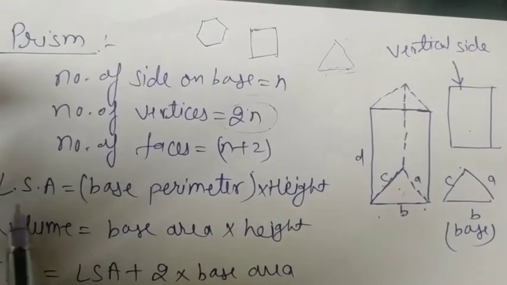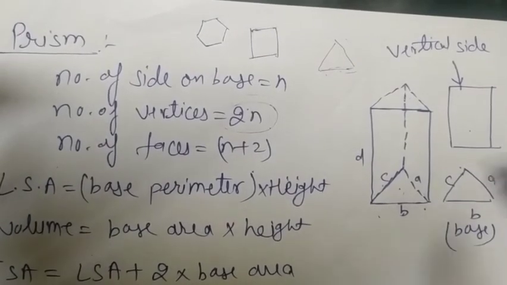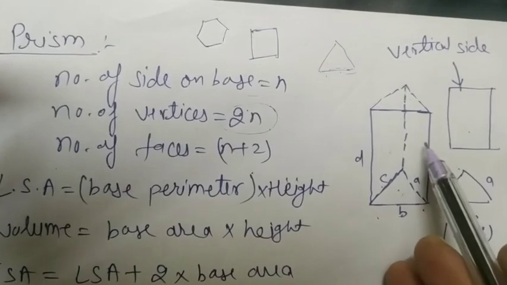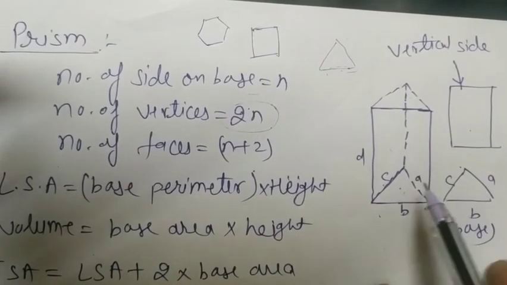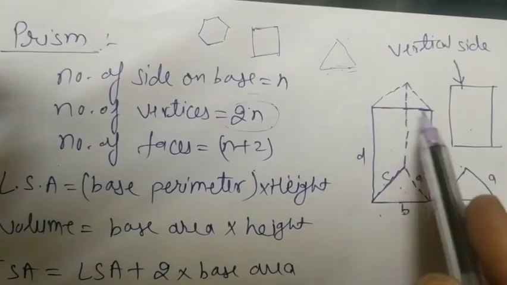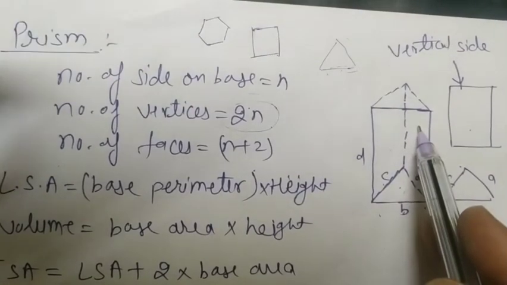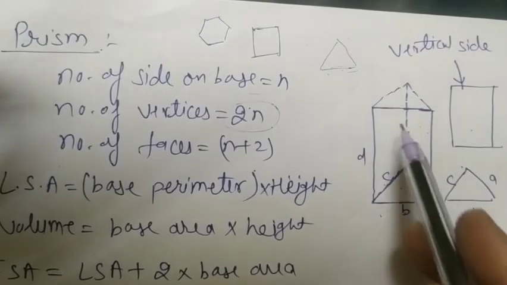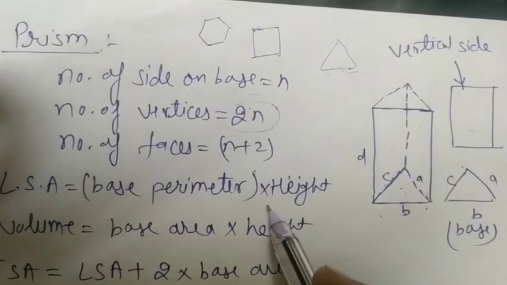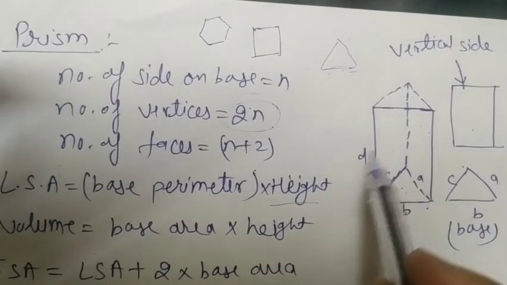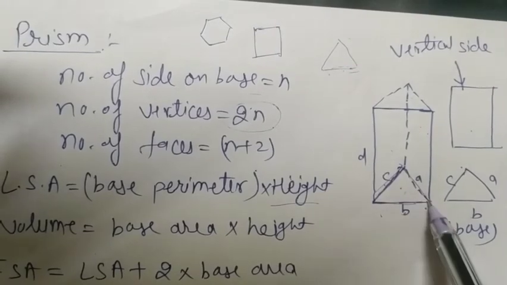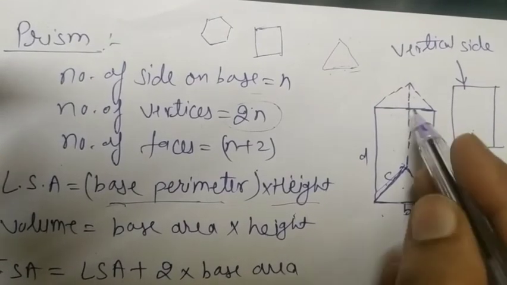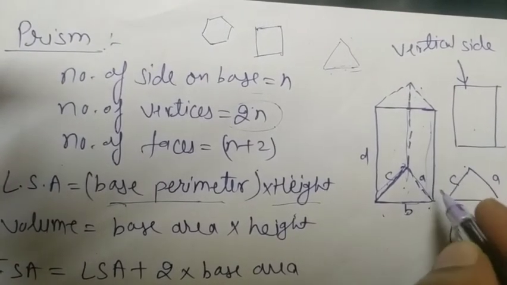Okay. Now, the lateral surface area means the area of the sides. We know that all the sides here are rectangles. So simply what we need to do is take the area of the first rectangle plus the second plus the third, and we know that each one has the same height, so taking the height common, these sides will be added up and we will get the base perimeter. So base perimeter times height.